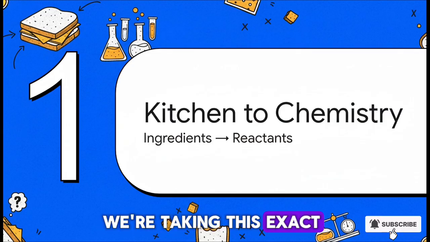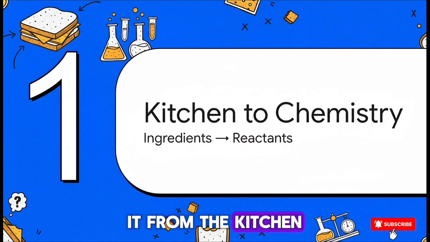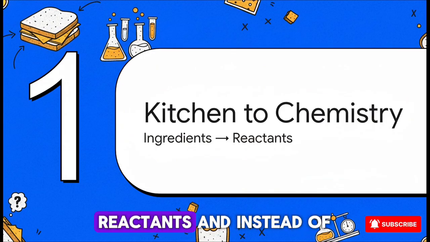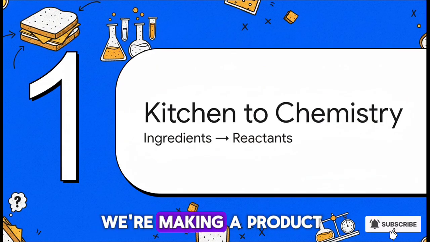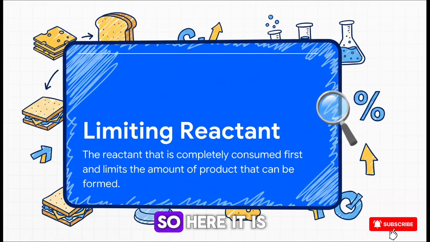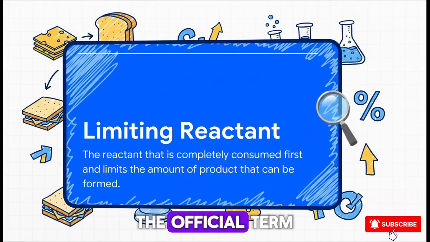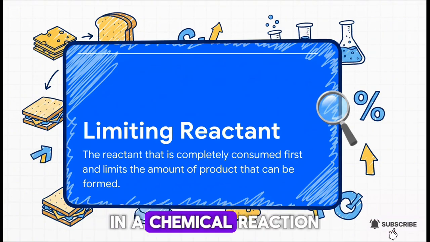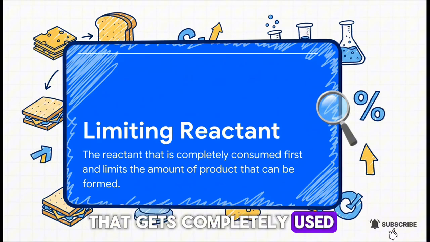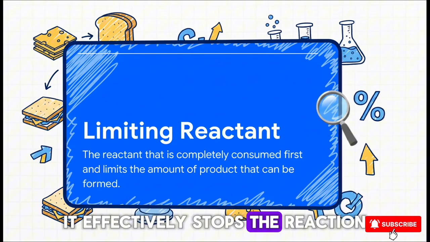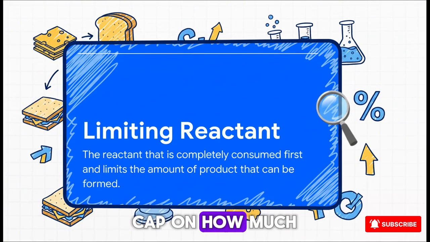We're taking this exact same idea and walking it from the kitchen right into the chemistry lab. Instead of ingredients, we're going to call them reactants. And instead of a sandwich, we're making a product. The principle, though, is exactly the same. So here it is, the official term, the limiting reactant. It's simply the substance in a chemical reaction that gets completely used up before anything else.